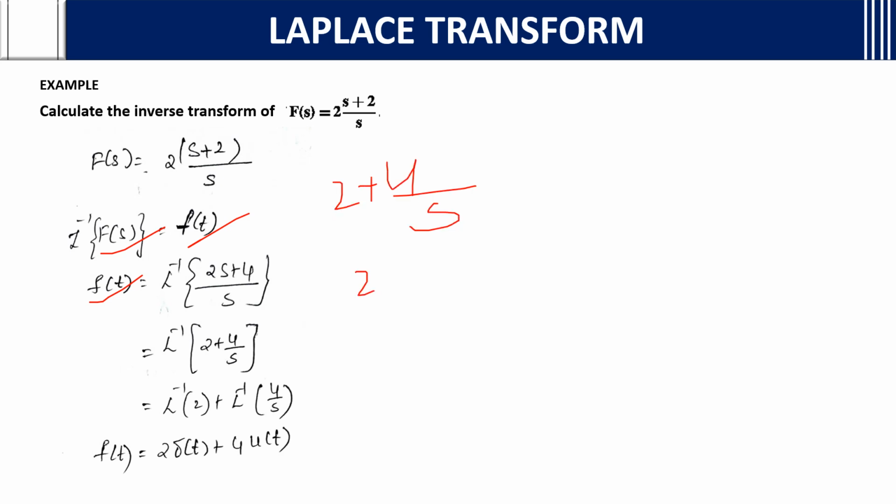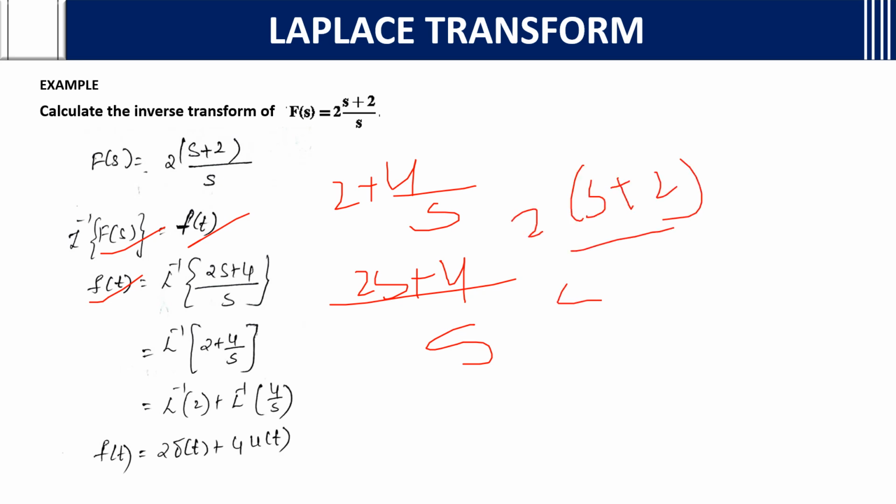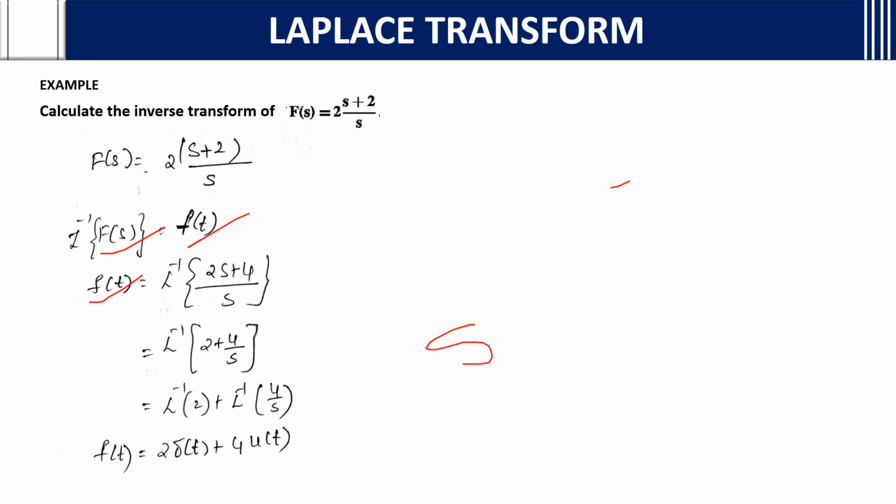If you take LCM again, you will get 2s plus 4 by s. Again if you take common of this, then you will get 2 into s plus 2 by s only. We are just making it easy. 2 plus 4 by s. So Laplace inverse of 2 will be what? Laplace inverse of 1 is delta of t. Laplace inverse of 4 by s is nothing but 4 if you take out, Laplace inverse of 1 by s is u of t. Simple. If you know the Laplace transform, it is very easy.